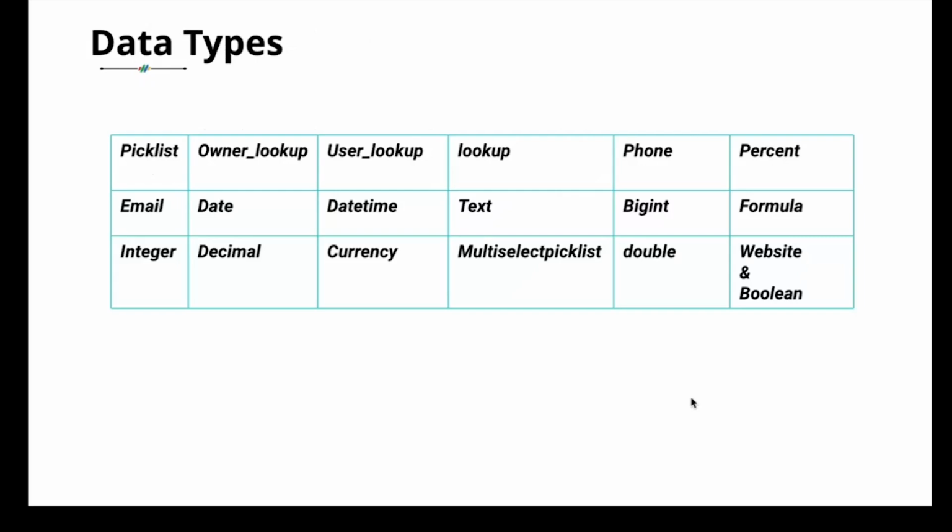Like I said, you can use criteria, and in criteria you can look for different data types. These are the different data types that Search API supports. You can search for a pick list field, an owner lookup, a user lookup, a phone number, and a multi-select pick list.